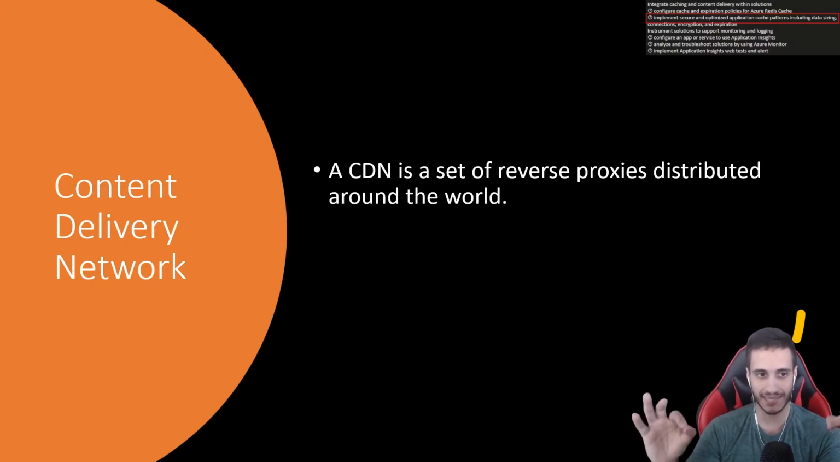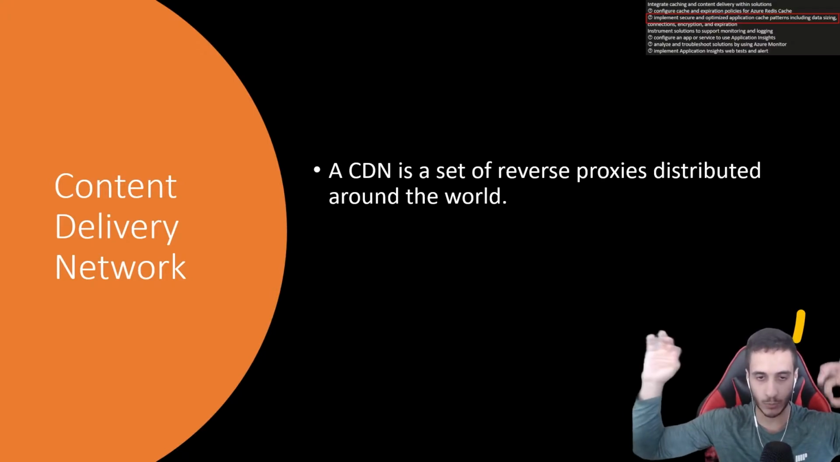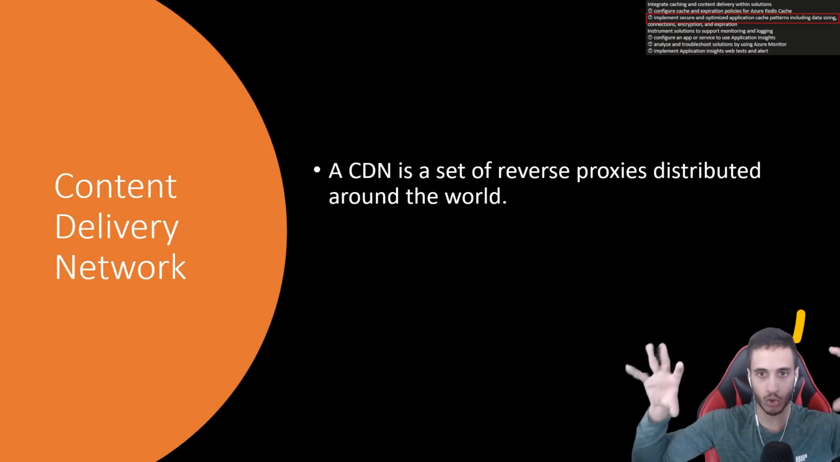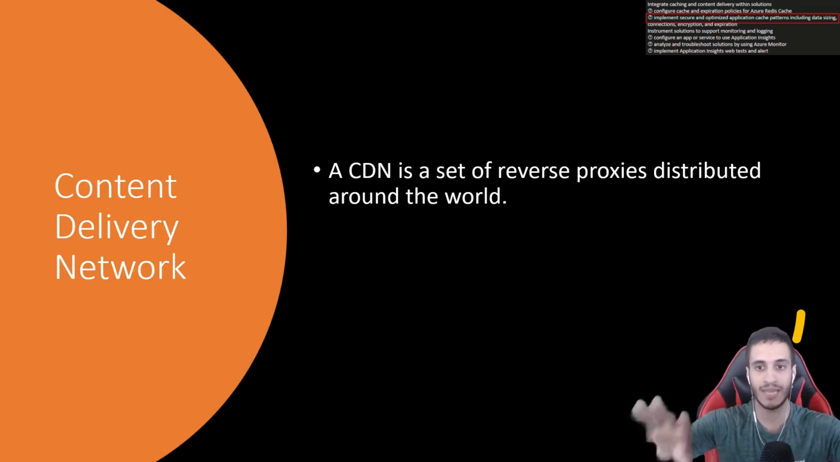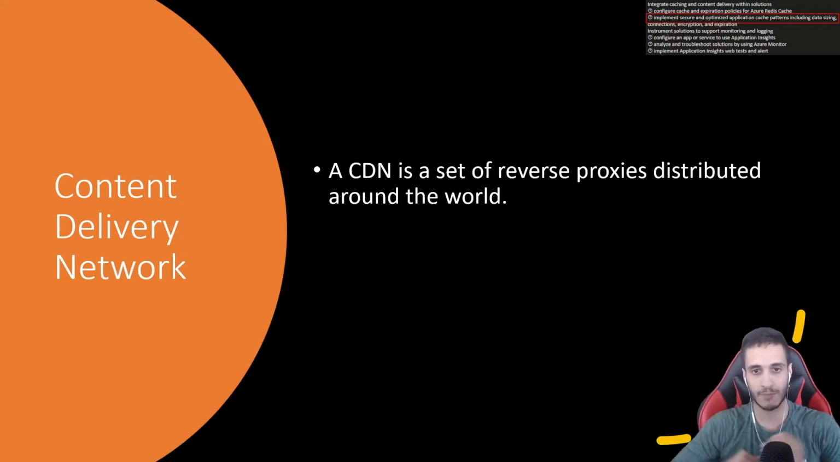It is simply a set of reverse proxies distributed around the world, and we typically cache content on those reverse proxies. Now those reverse proxies are distributed around the world to make sure that they are as close to the user as possible. Okay, so let me explain that in a diagram.